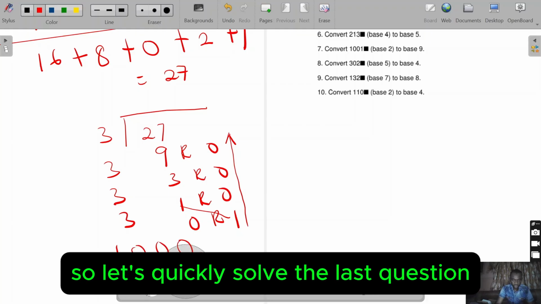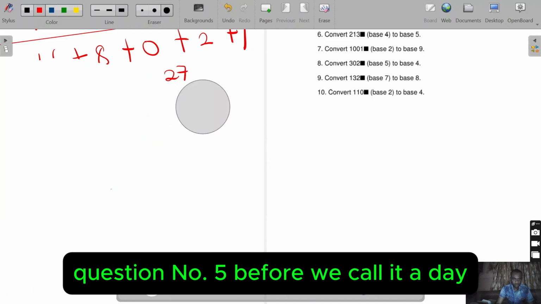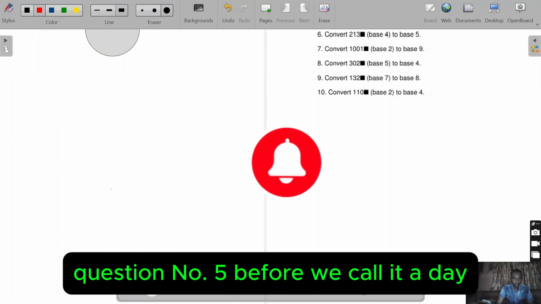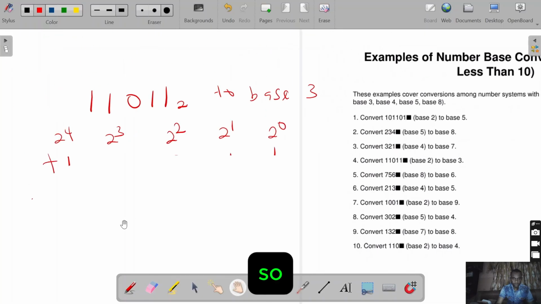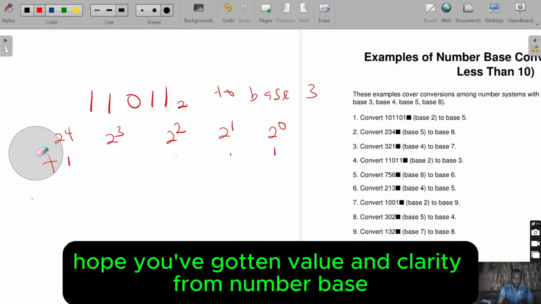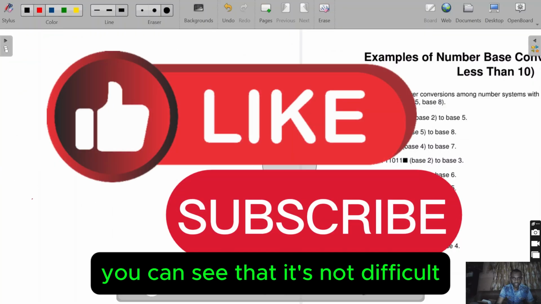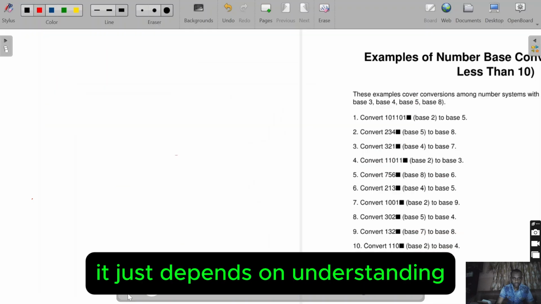Thank you so much. So let's quickly solve the last question of the day, question number 5, before we call it a day. Hope you've gotten value and clarity from number base. You can see that it's not difficult. It just depends on understanding.